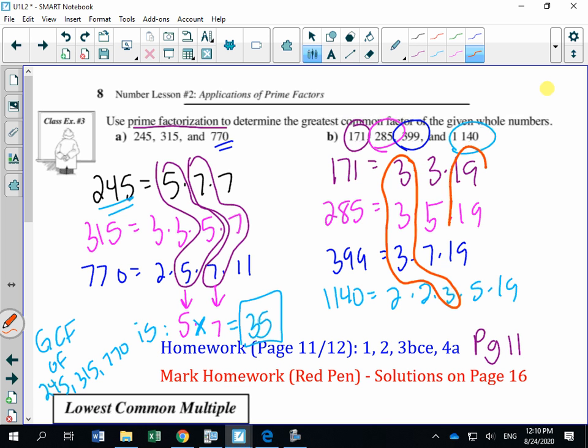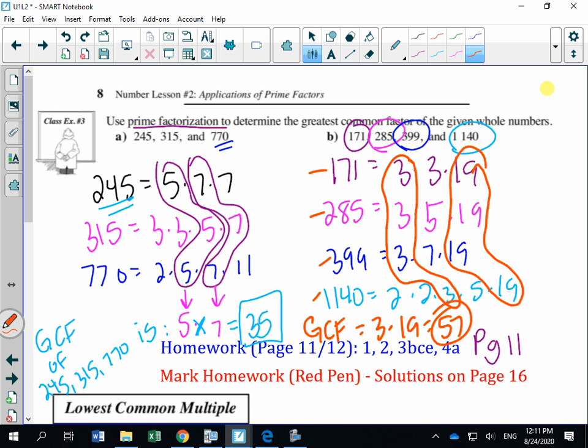Right here. So my answer, the GCF of that guy, that guy, that guy, that guy, the greatest common factor that I could divide out of all of those numbers is 3 times 19, and 3 times 19 is 57.